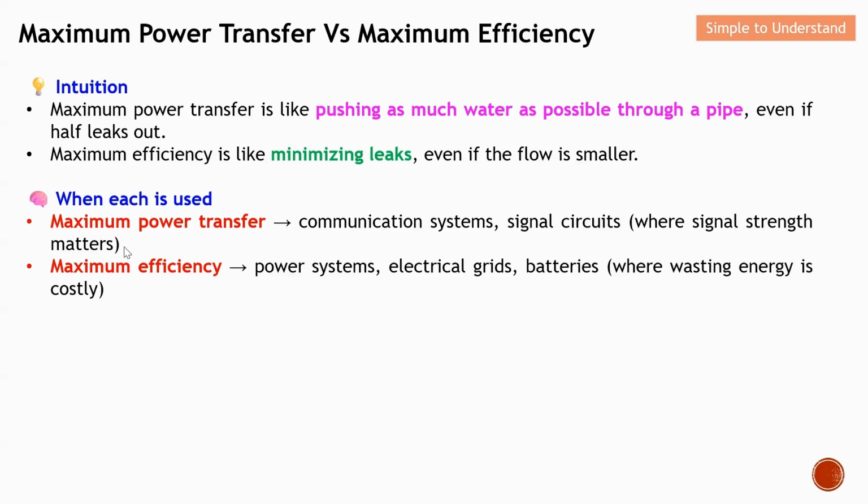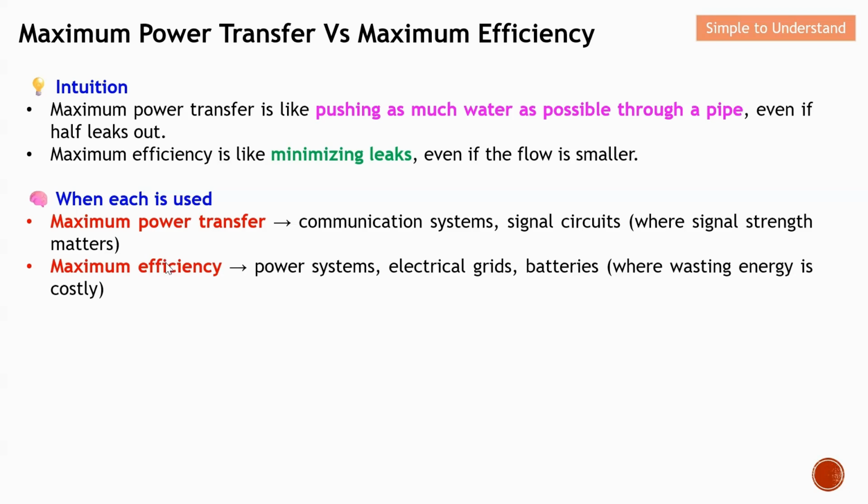Maximum power transfer is mainly used in communication systems. Why? Because the signal strength matters. Imagine this: when we generate a source signal, we want to send this signal as much as possible to the load. Therefore, we want to have maximum power transfer. As for maximum efficiency, for example, in the power system, the electrical grid, or batteries, wasting energy is very costly. Therefore, they want to have maximum efficiency.